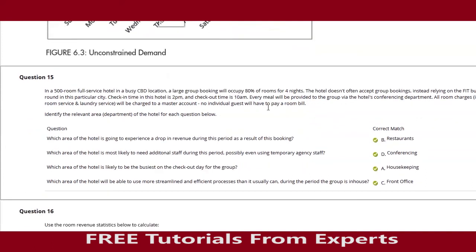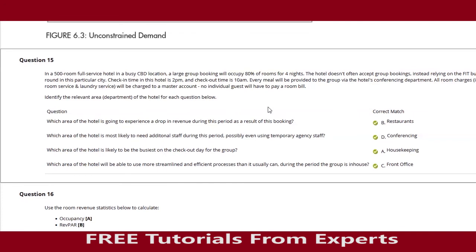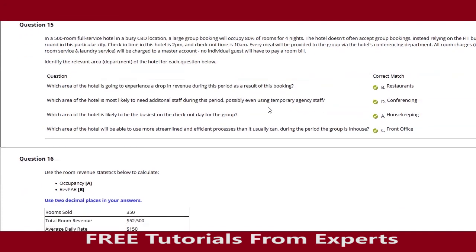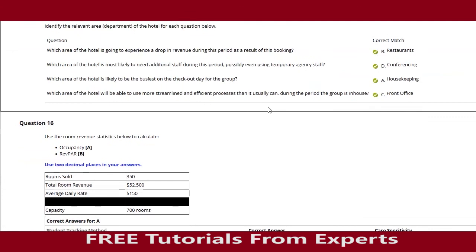Use the room revenue statistics below to calculate occupancy and RevPAR. As you saw, we got the occupancy at 50% and the RevPAR was 75, so we got perfect matches there. $75 or 75, you still get it. The other one is 50 or 50%, you still get it.